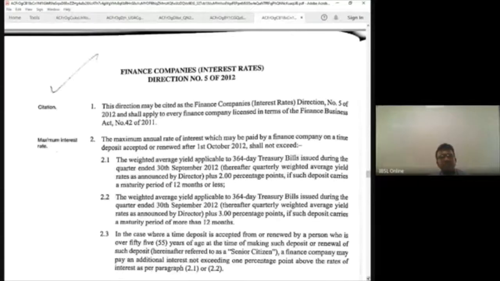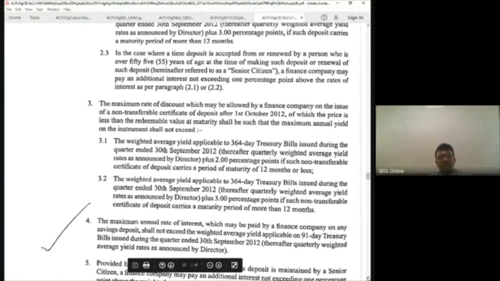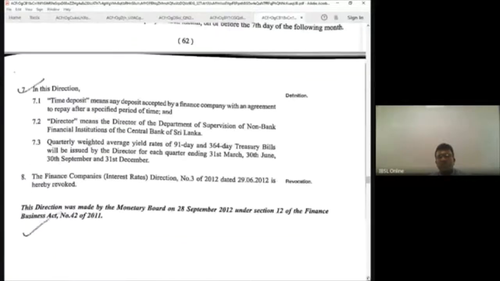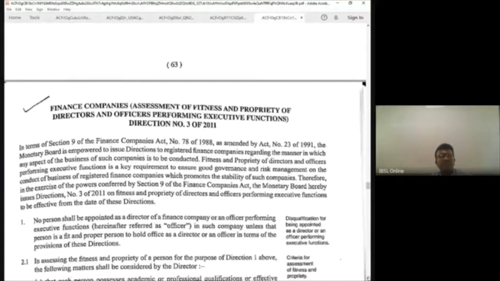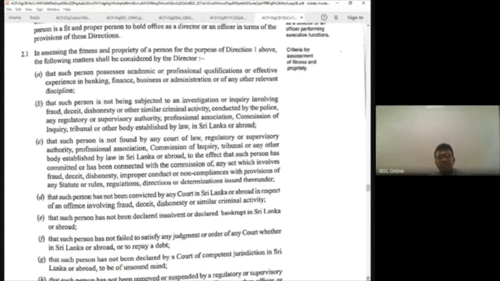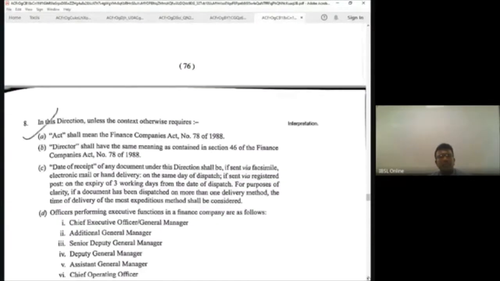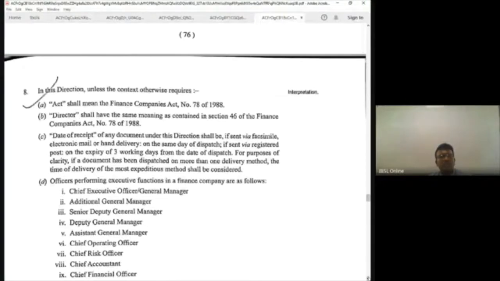Interest rates. Right, so interest rate has a ceiling. The weighted average yield applicable to 364-day treasury bills issued during the quarter on a time deposit, except on renewal, shall not exceed. Right, so percentages are given. Means what? A ceiling is set on interest rates as well. This one we discussed last week. Fitness and propriety of the directors. So you can go through that in your free time.